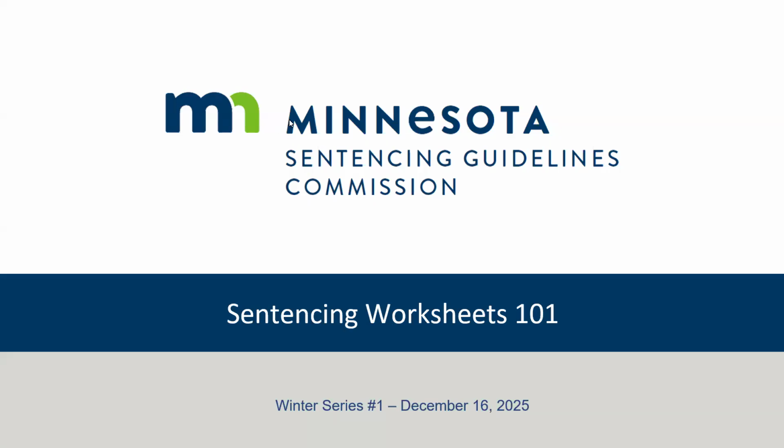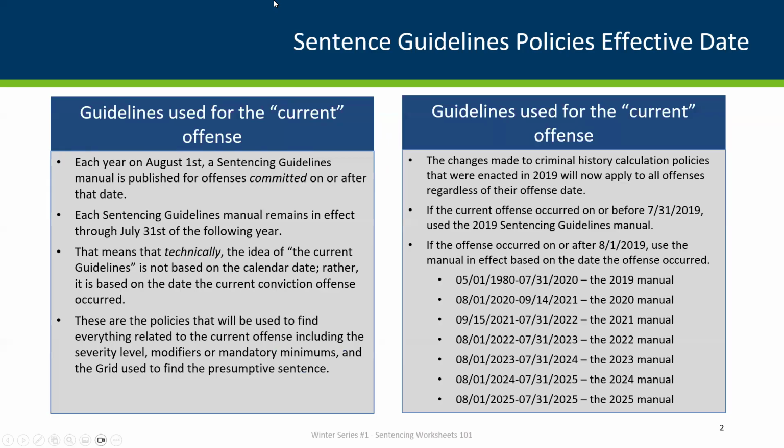So as we always say, there's no such thing as the current guidelines. I've been saying this for 25 years this coming April. Yay for Linda. So a quarter of a century's worth of no such thing as current guidelines. Because when we use the term the current guidelines, we're not looking at the date on the calendar. We're actually looking at the date the current offense that we're working on occurred. And that then dictates the guidelines policy manual that we will be looking at. Those go into effect each year on August 1st and are in effect through July 31st of the following year.